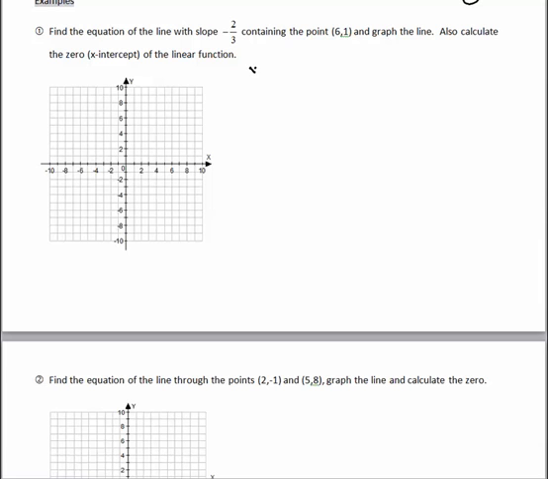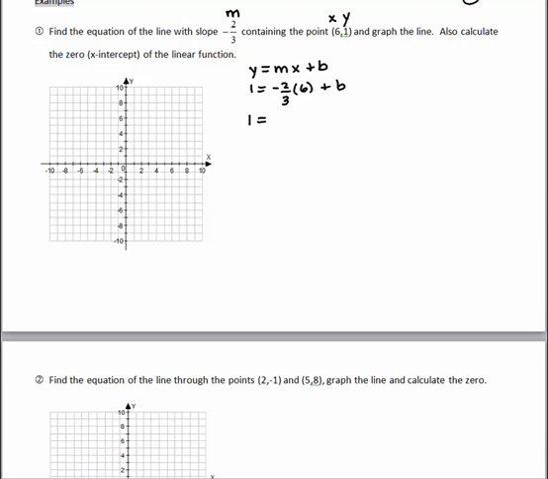I'm going to start with y equals mx plus b. And I definitely know a slope because I was given m, as well as an x and a y from the point that I was given. So I'm going to substitute all that information in. y is 1, m is negative 2/3, x is 6. And then I can just solve that equation for b.